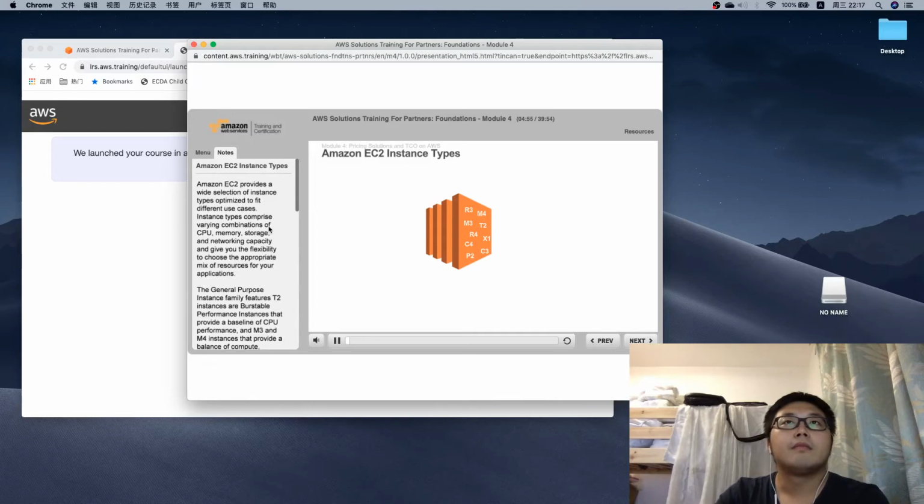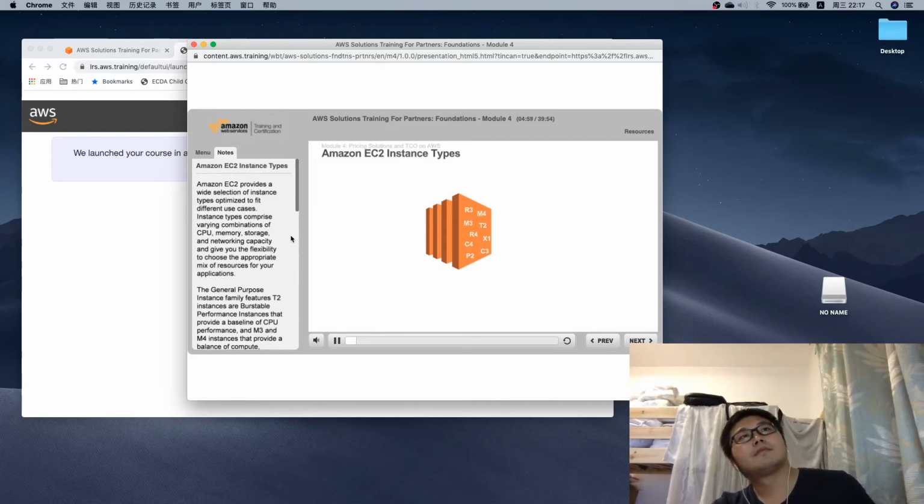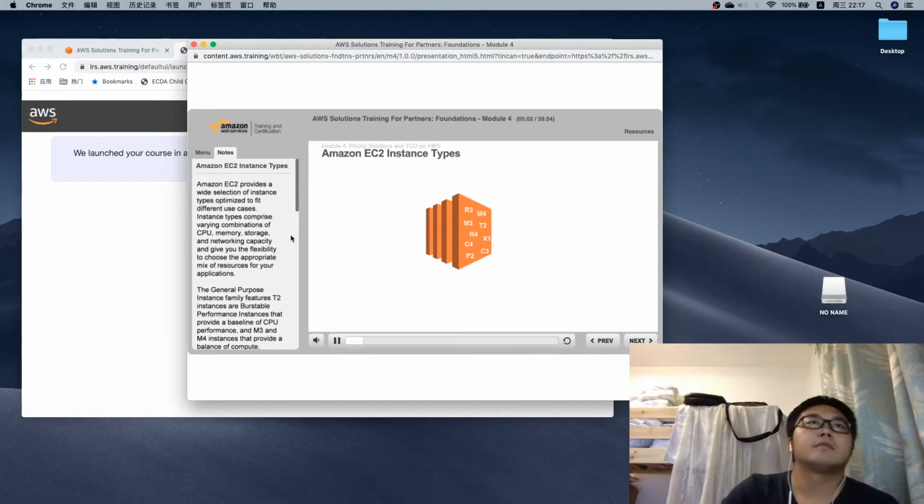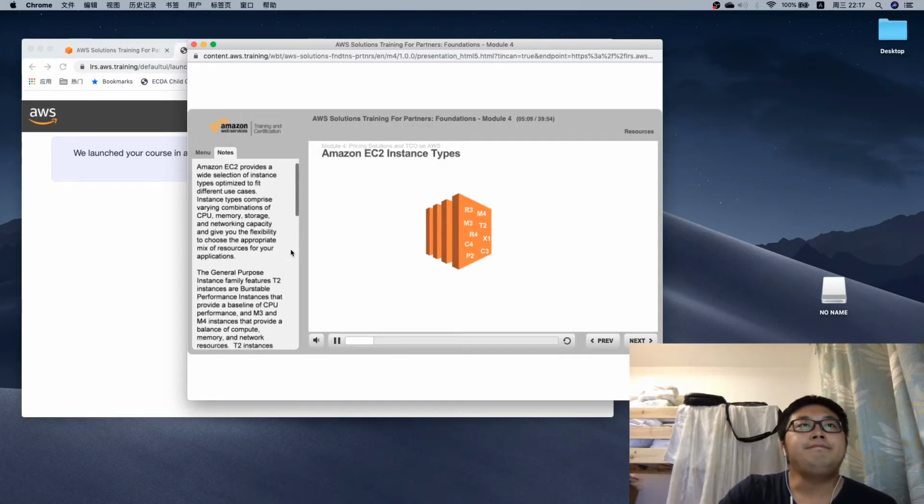Amazon EC2 provides a wide selection of instance types optimized to fit different use cases. Instance types comprise varying combinations of CPU, memory, storage, and networking capacity, and give you the flexibility to choose the appropriate mix of resources for your applications.